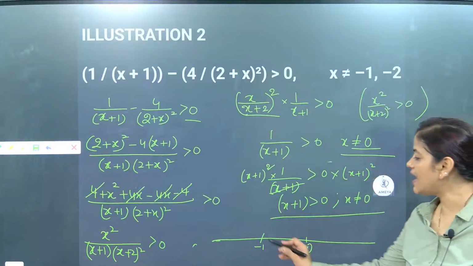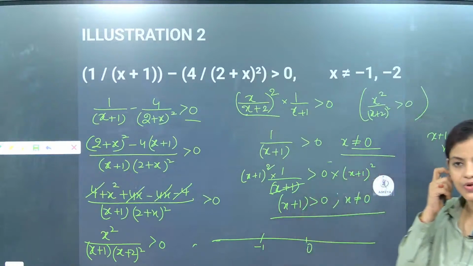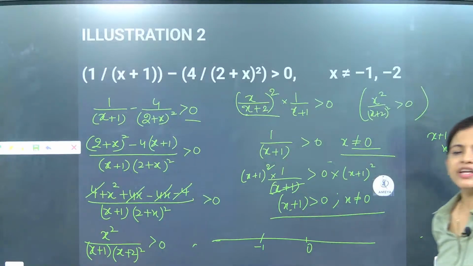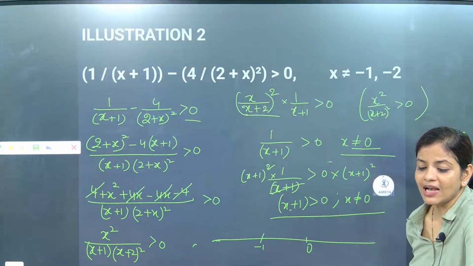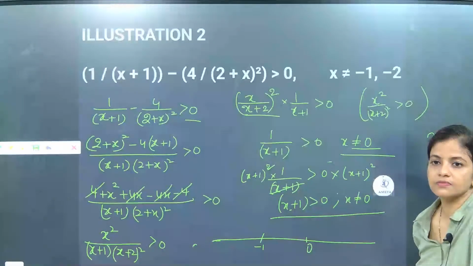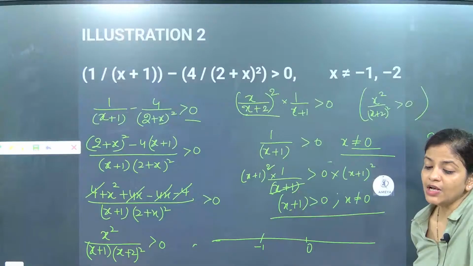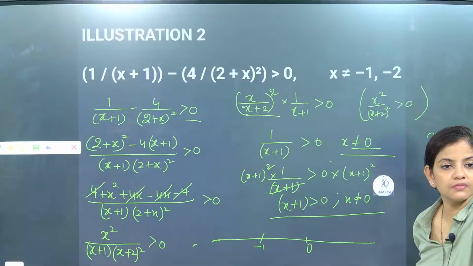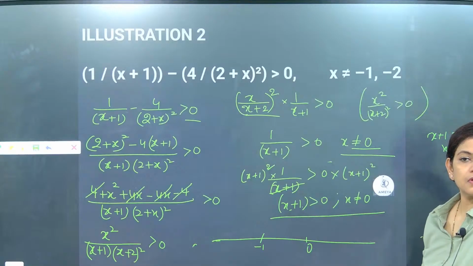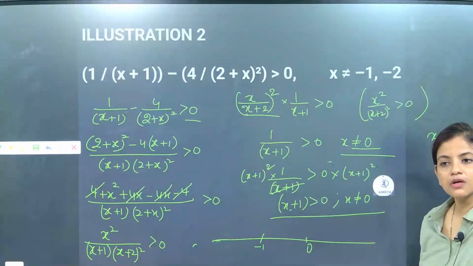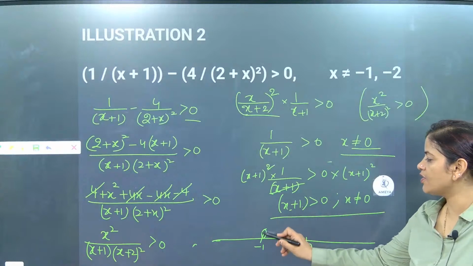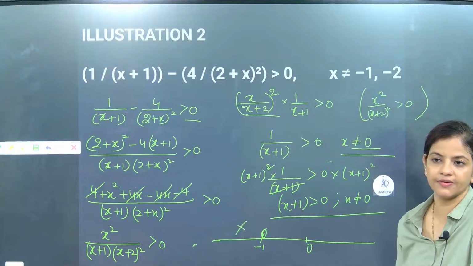Now, any value lesser than -1, you put in x. What will happen? Take any value lesser than -1, say -3. -3 plus 1 is -2. Is it greater than 0? No. So that means we will not be including any region here.